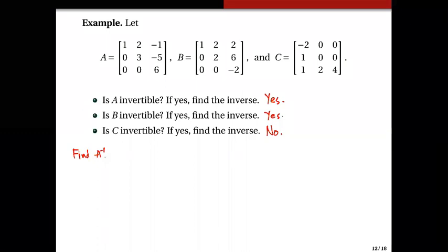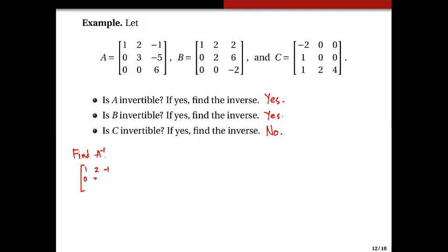So to find A inverse, we use the inversion algorithm. To do that, we copy the matrix A: 1, 2, negative 1, 0, 3, negative 5, 0, 0, 6. And then we augment the identity matrix: 1, 0, 0, 0, 1, 0, 0, 0, 1. Once we augment the matrix, we will find the reduced row echelon form of this, and the right-hand side of this 3 by 6 matrix will be the inverse of A.